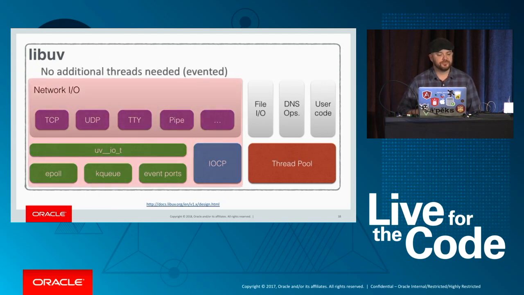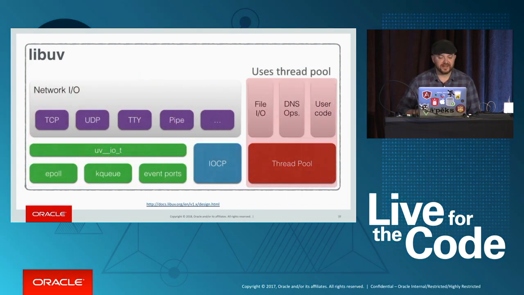And the first grouping is this network I/O, as well as the timers you saw. So network is evented, meaning it uses kernel-level APIs to do what it does. And this is what Ryan Dahl was really trying to do, build a platform that does that. On the other hand, you have file I/O, certain DNS operations, and then user code, which is a big bucket. These are going to use a thread pool.